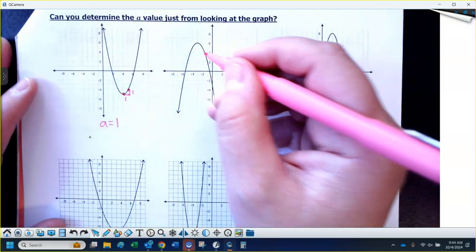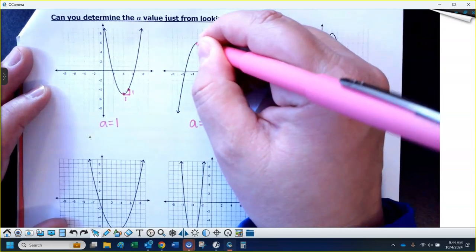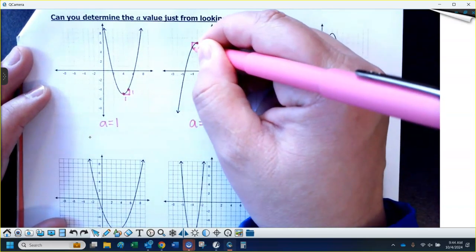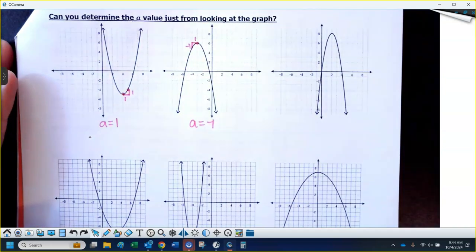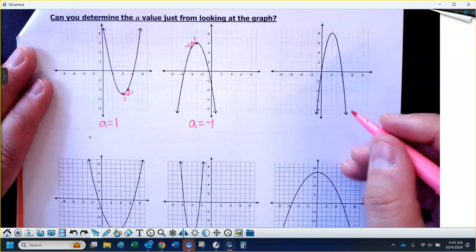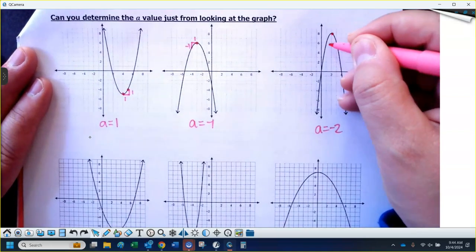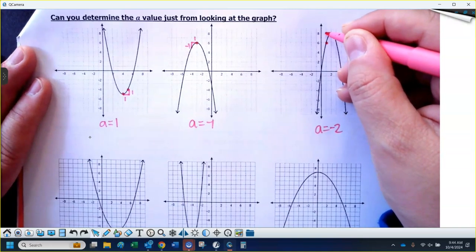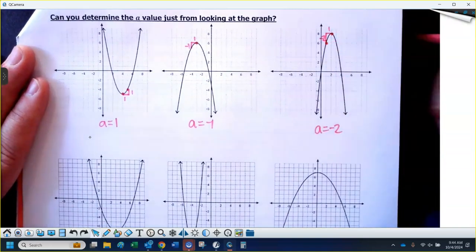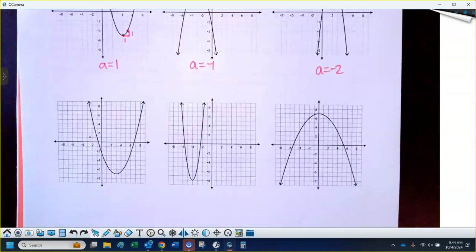What about, can anybody tell for the second one? This is negative 1. So if you go right from the vertex, you're going over 1, down 1. So negative 1. Can anybody tell for the third graph I got here? Ethan, would you? Yes, this one's negative 2. If you go from the vertex to get to the next nice point, it goes over 1, down 2. So if you go over 1, up or down a number, that's going to be your a value.